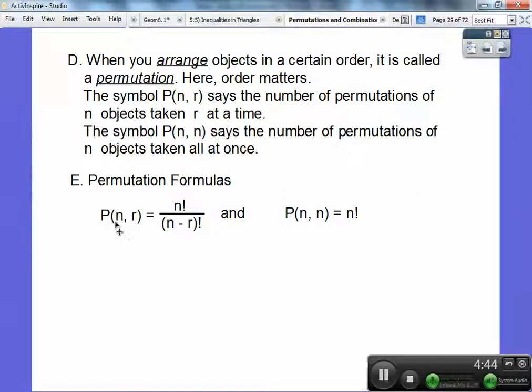So P(n,r) is going to be n factorial over (n minus r) factorial. I'll remind you what that is. You subtract n minus r and then factorial that, okay? And then P(n,n) is just your n factorial right there.